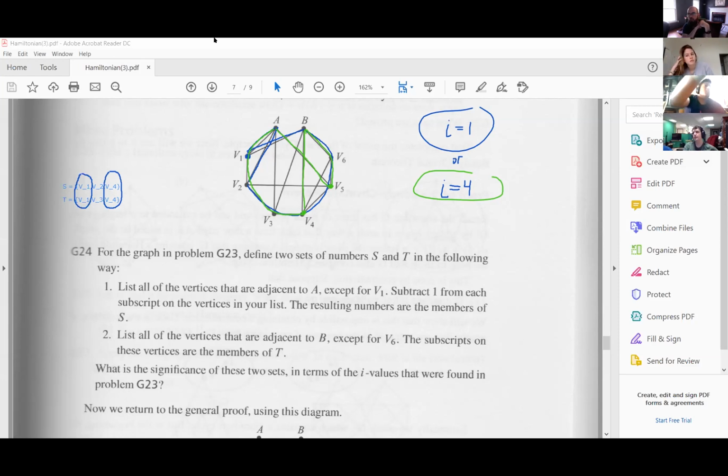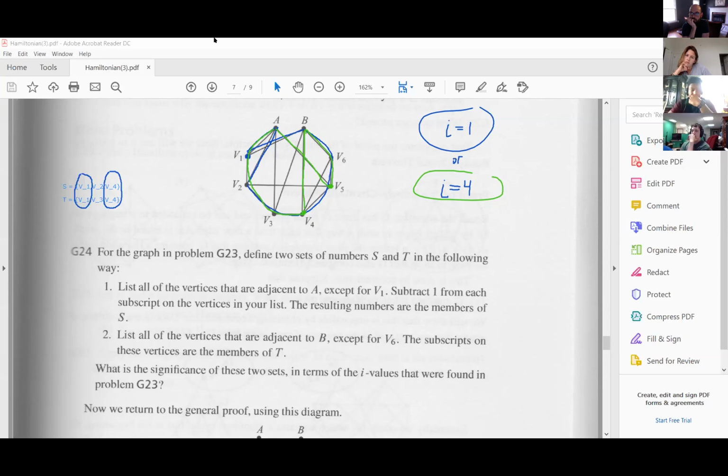And so when you look at this, what you're trying to show is that you have this choice for i, which means the two sets that you just defined here, S and T, have to be non-empty. Or sorry, their intersection has to be non-empty. I see. Okay, that makes sense.